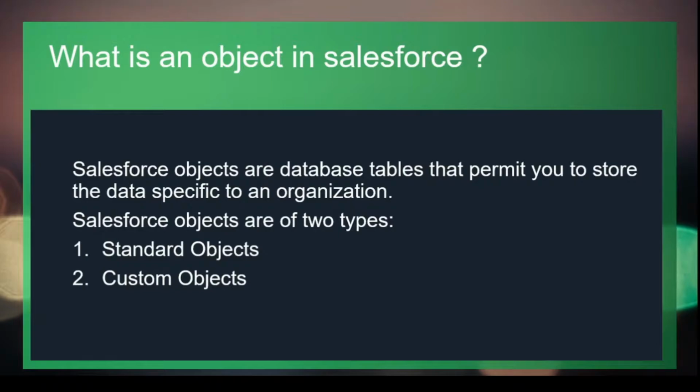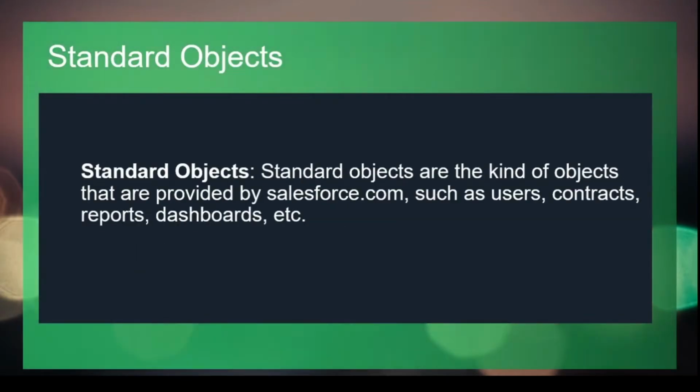In Salesforce terms, a table that we create in a database is called an object here. There are two types of database tables: the standard one as well as the custom one. Standard objects are the objects that you get pre-built by salesforce.com. These are tables that you don't have to create on your own or write functionality for. Examples are users, accounts, contracts, reports, dashboards, and many more.